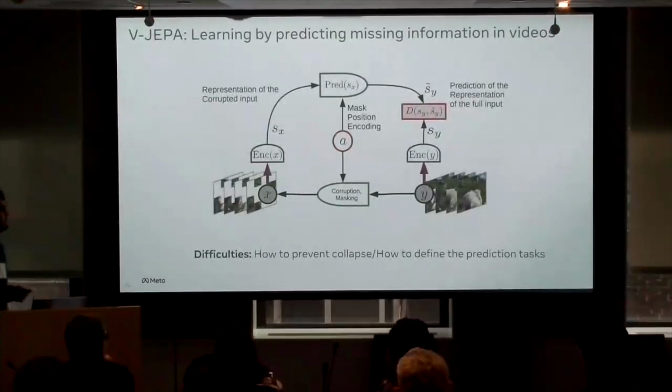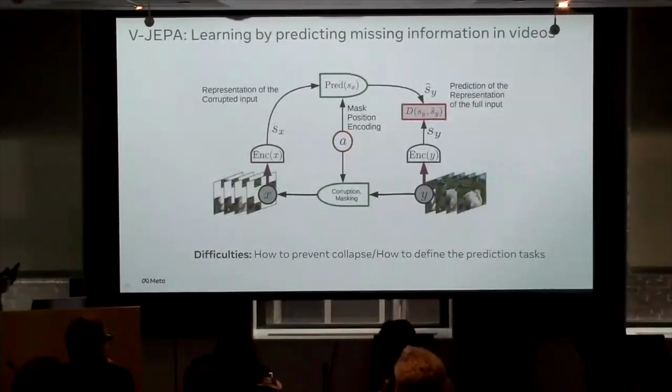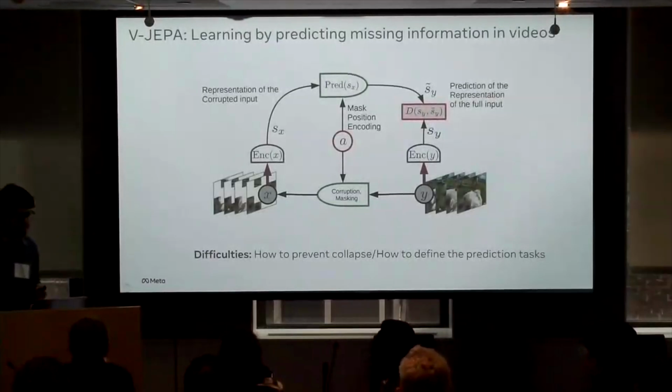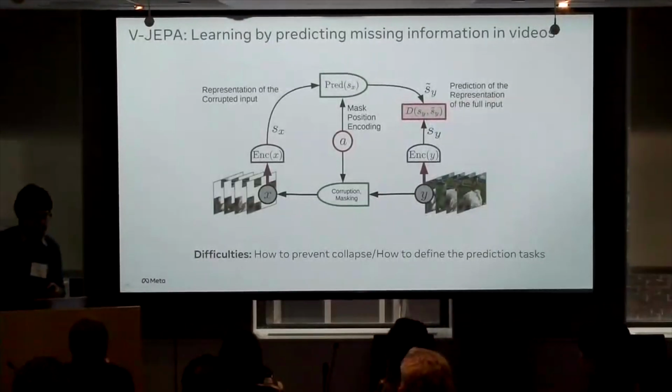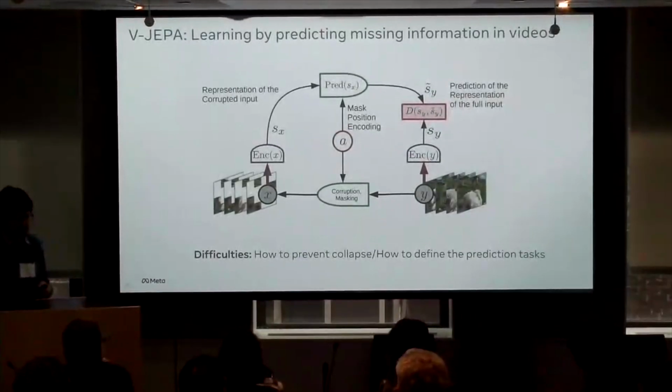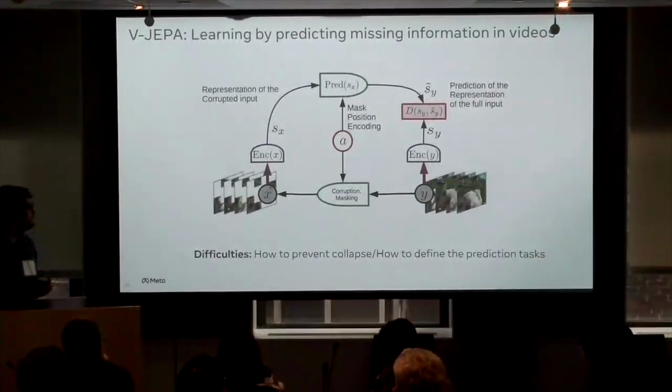You might recognize the picture, but really at the core of the approach is the idea of learning by predicting missing information, but in a learned representation space. So you have an input, which is a video. You apply some kind of corruption. Here we use masking. I have to say it's very sensitive to the type of masking you are using. We are using tube masking, where we mask everything temporally. You get your corrupted input. Then you pass your corrupted input into an encoder.